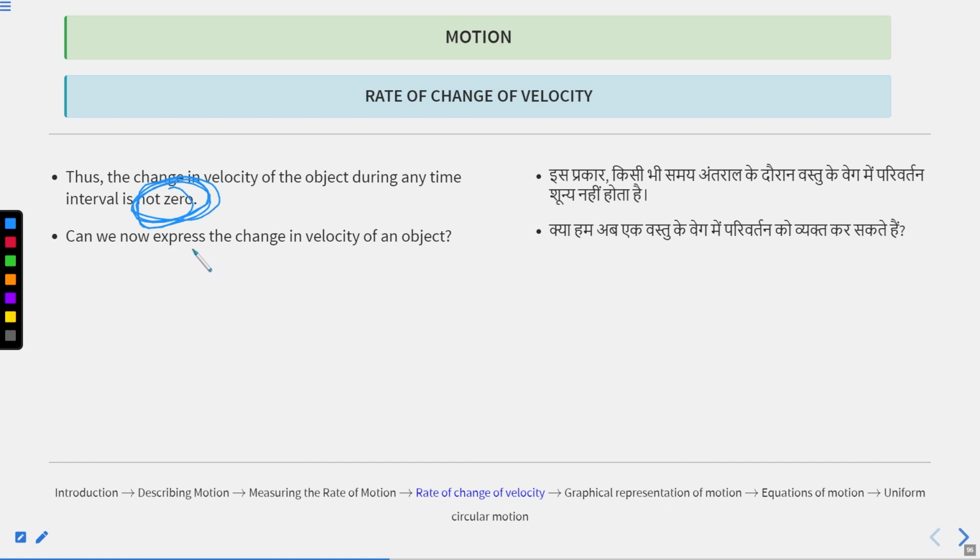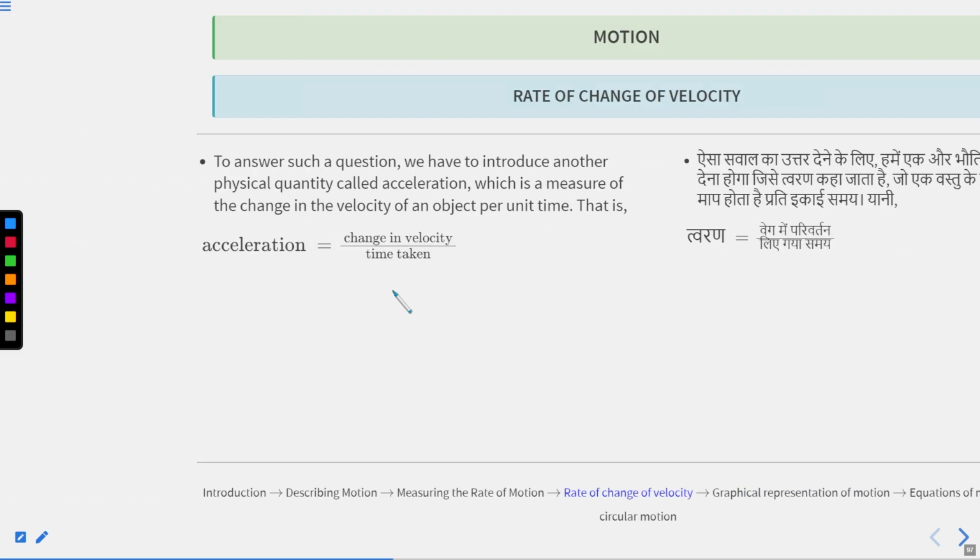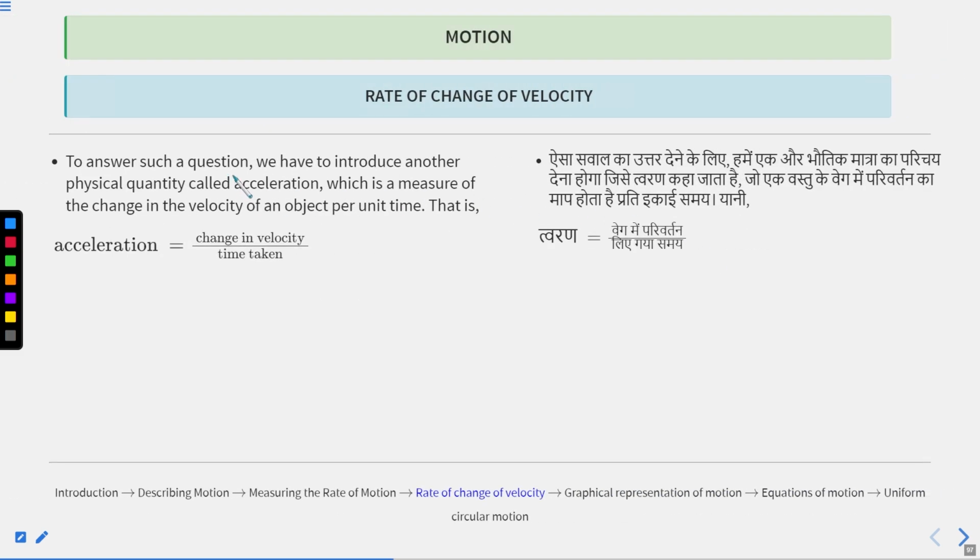So can we now express the change in velocity of an object? To answer this question, we introduce another term known as acceleration, which measures change in velocity per unit time. And this is the formula of acceleration.